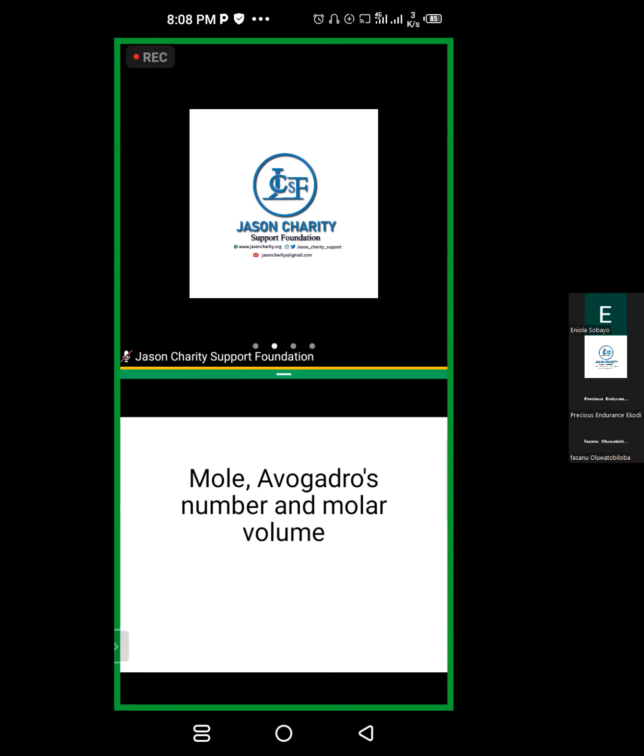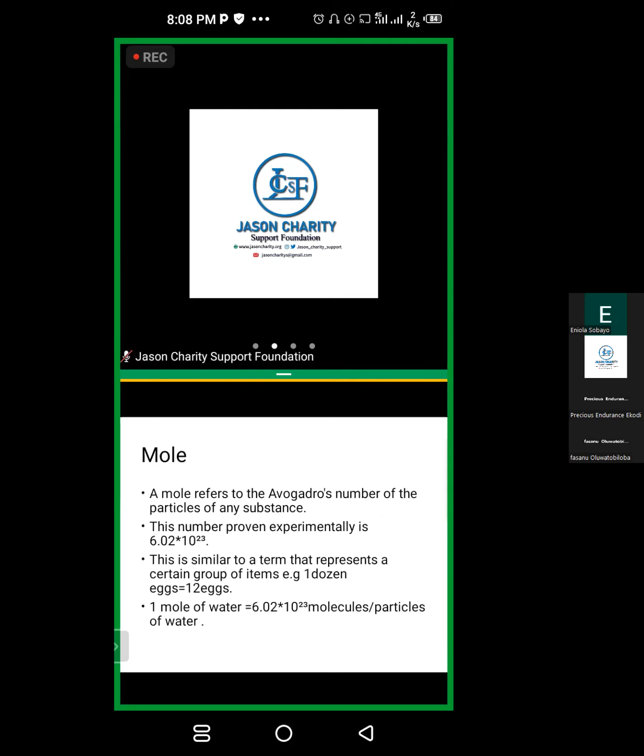We established that the number of these particles is a constant, given as 6.02 times 10 raised to power 23. So today we're going to look at this number and see how it relates to what we call the mole and the molar volume. So straight up, let's talk about the mole.